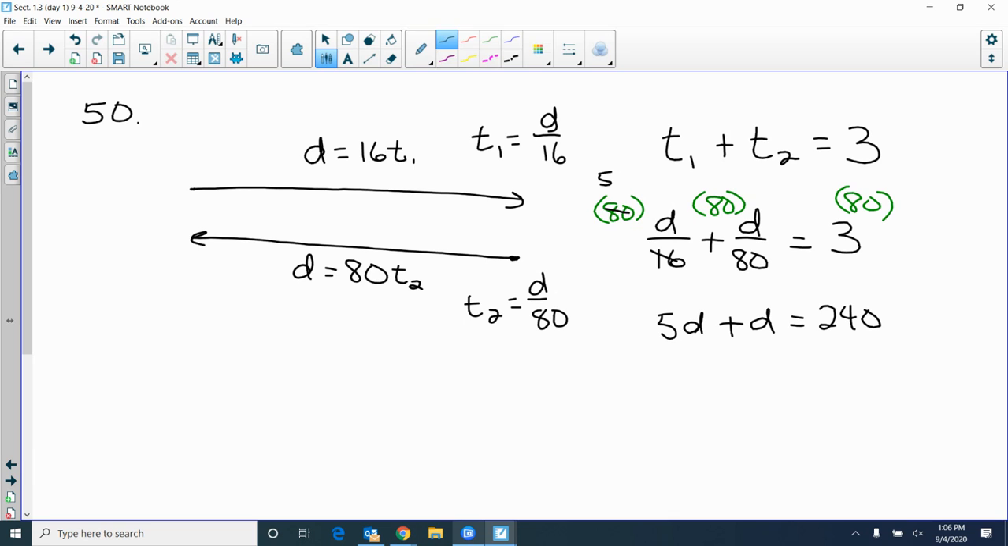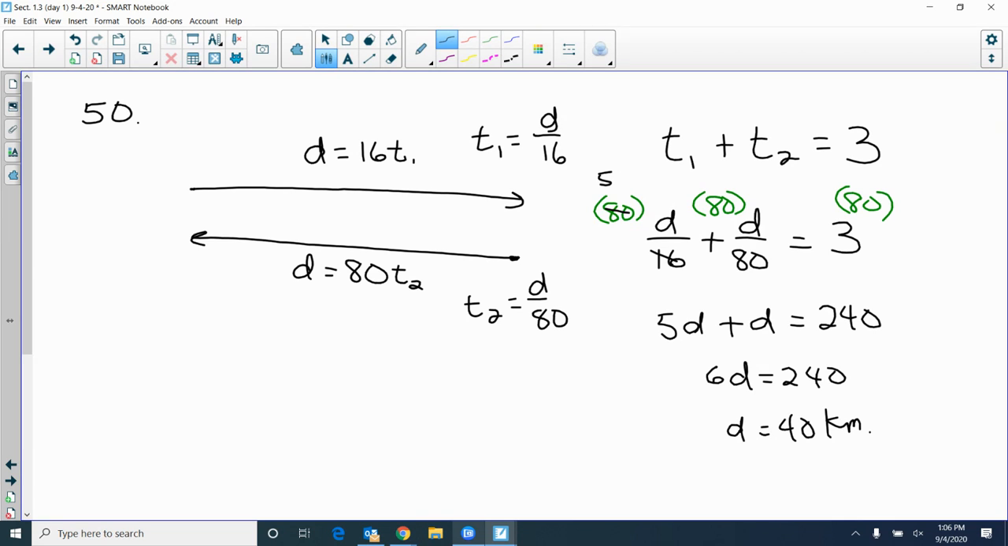Okay. 5D plus D equals 240. Now that gives me 6D equals 240. Divide by 6, and you get D equals 40 kilometers. Okay, that was a good one. That was a hard one. That one was not obvious. So you should get 40 kilometers. If you got that one, really good. All right, what was next?